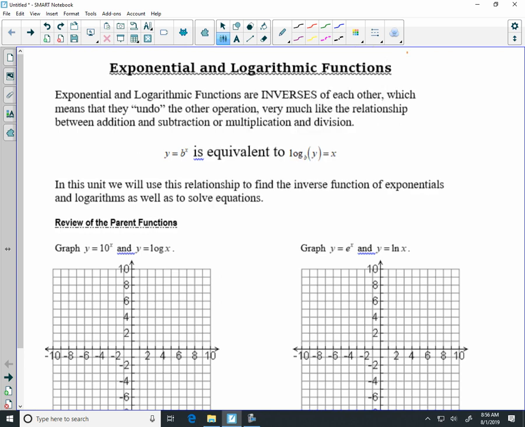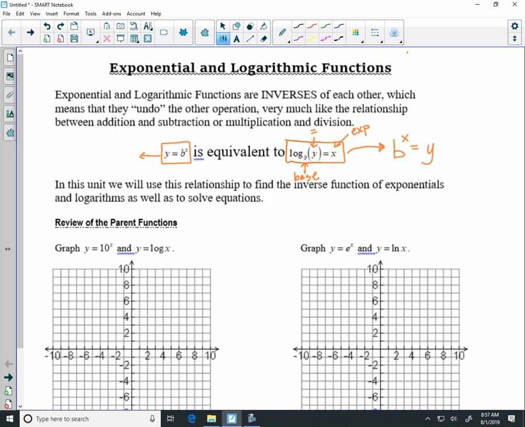So exponential and logarithmic functions are inverses of each other, which means that they undo the other operation. This is very much like addition and subtraction and multiplication and division. These are equivalent statements. Y equals b to the x is the same as log base b of y equals x. I like to work with this guy. Here's your base. Here's your exponent. And this is what is on the other side of the equal sign. So that's how you go back and forth.